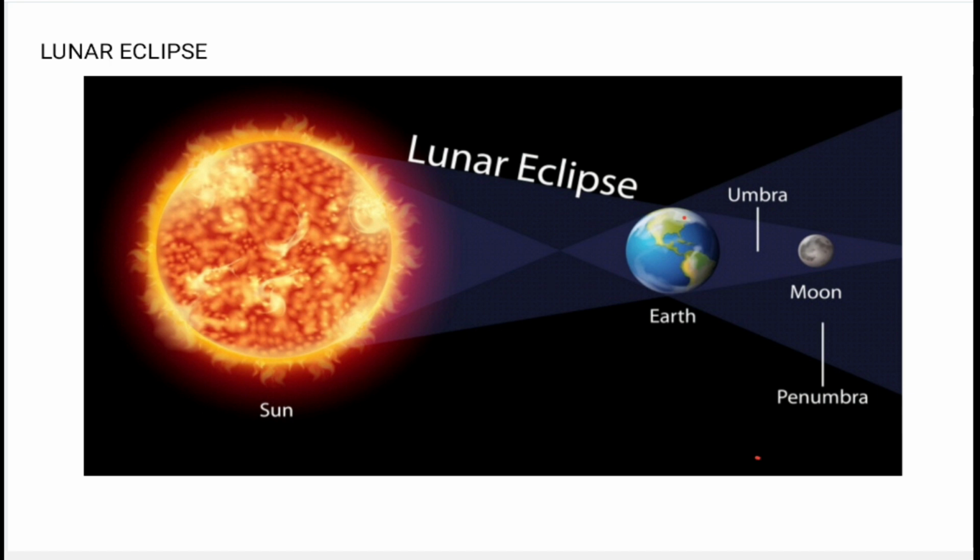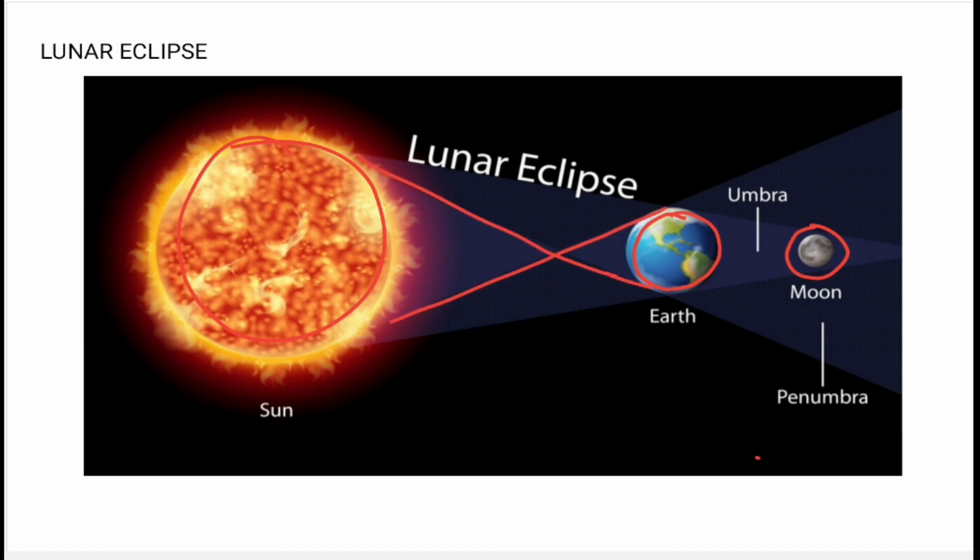Lunar eclipse means we have the earth in between the sun and the moon. Here we can see that the sunlight which is coming from the sun is blocked by the opaque object, the earth, in between, and it casts a shadow on the moon. The moon can't be seen partially or completely. Where it is not seen completely, that region is called the umbra region, and the region where we can see it partially is called the penumbra region.